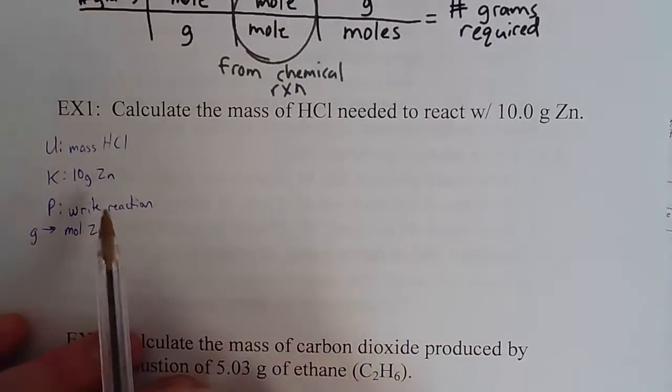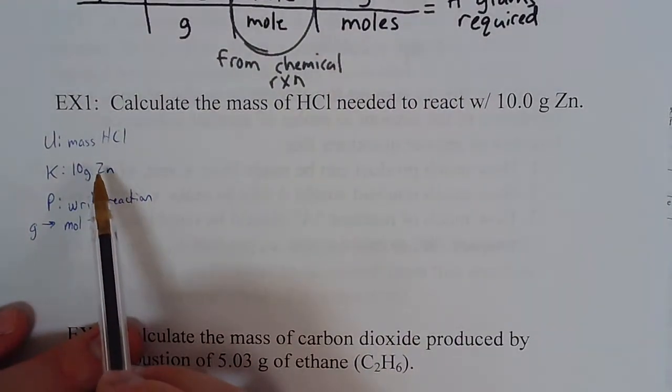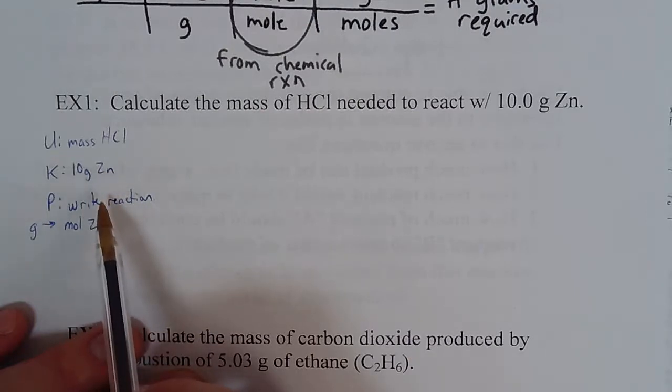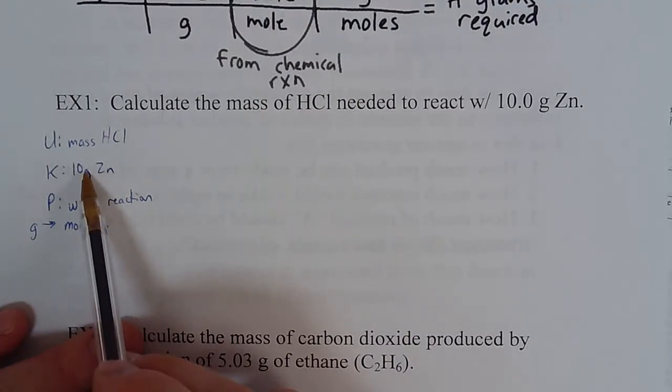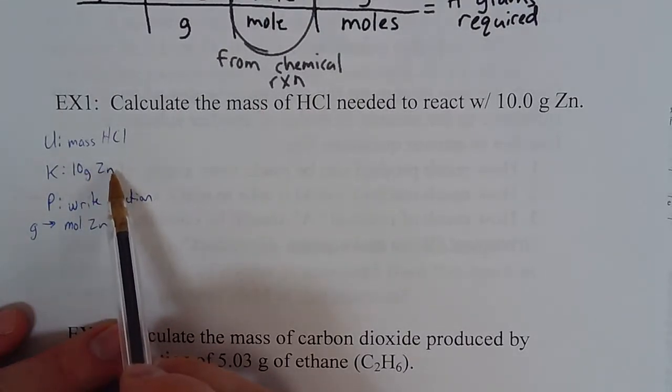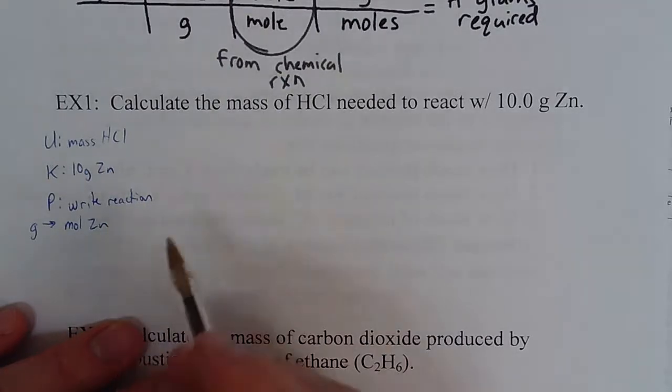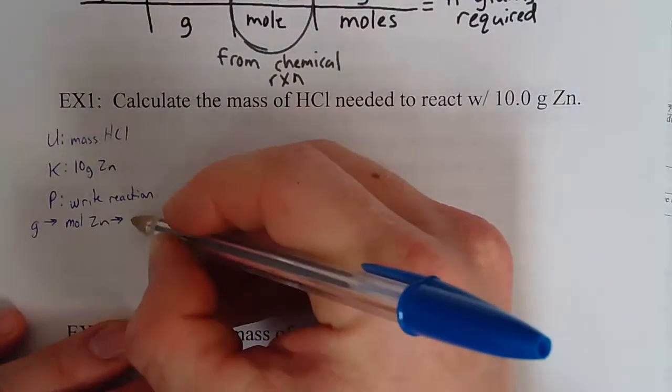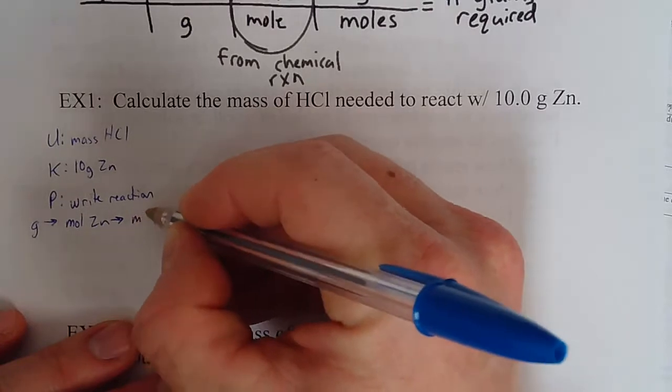All right, so after we figure out the reaction, then we're going to convert our grams of zinc to moles of zinc. And then we're going to convert moles of zinc to moles of HCl.